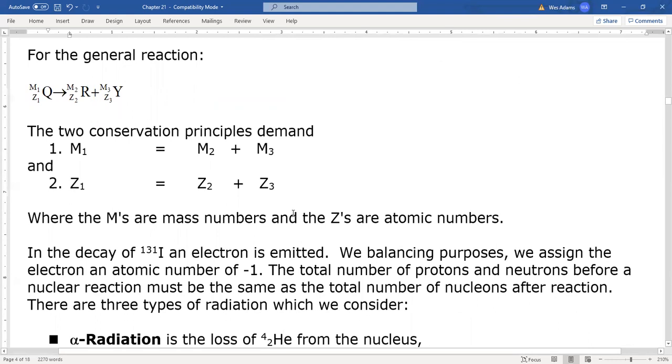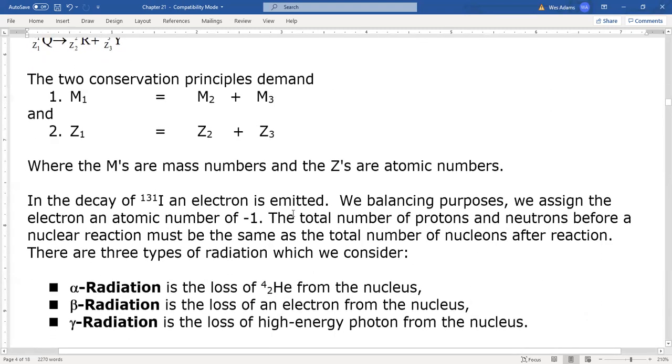With the iodine 131, an electron is emitted, that's beta minus emission or beta emission. We assign that again an atomic number of -1 for balancing purposes. The total number of protons and neutrons before must equal the same number after. So there's several different types that you can consider. The big three are alpha, beta, and gamma. Alpha radiation, you essentially lose 2 protons, 2 neutrons, or the equivalent of a helium nucleus from the nucleus. Beta radiation, you lose a high energy electron from the nucleus. Essentially, a proton becomes a neutron.